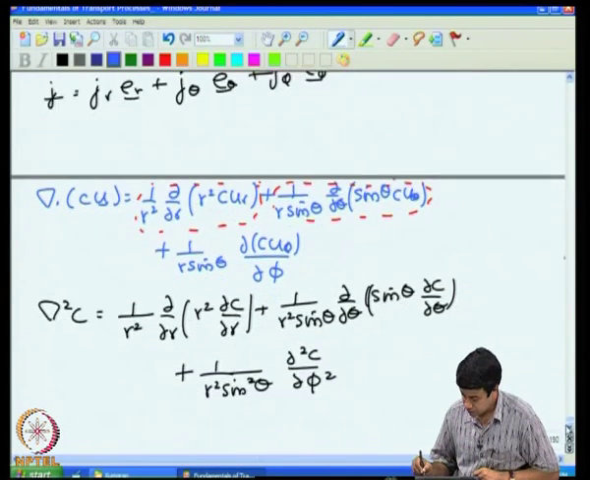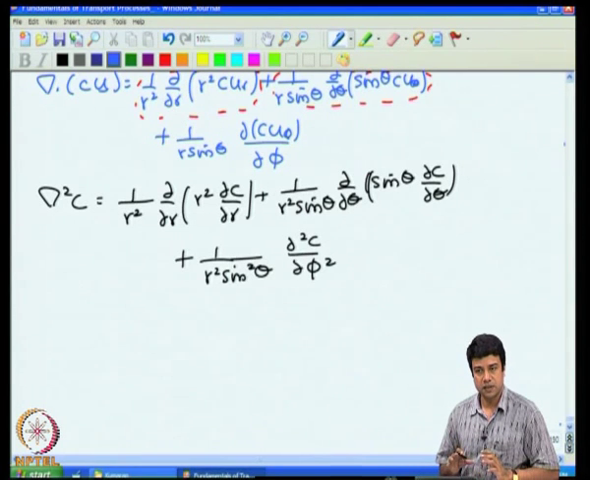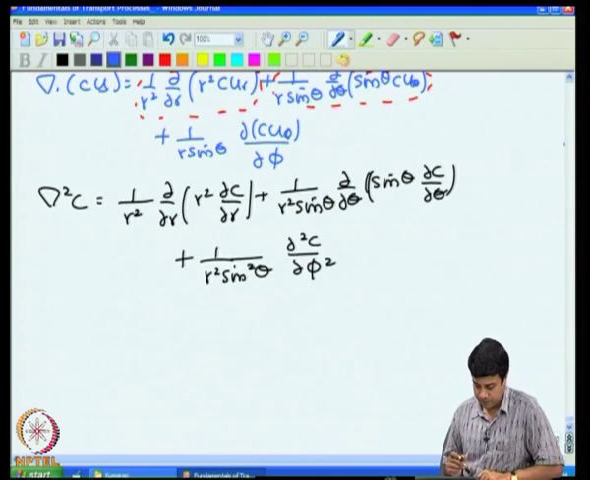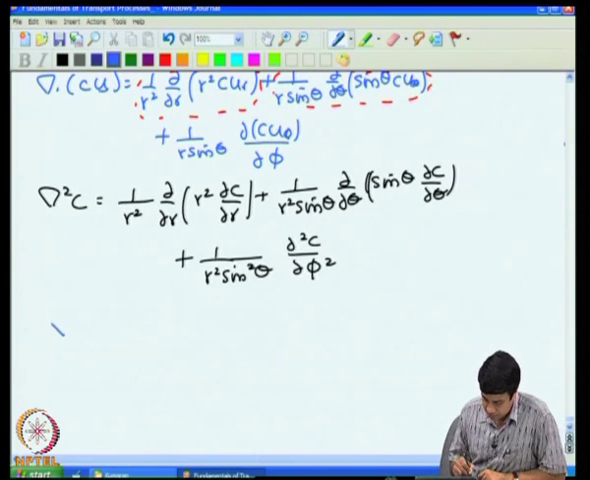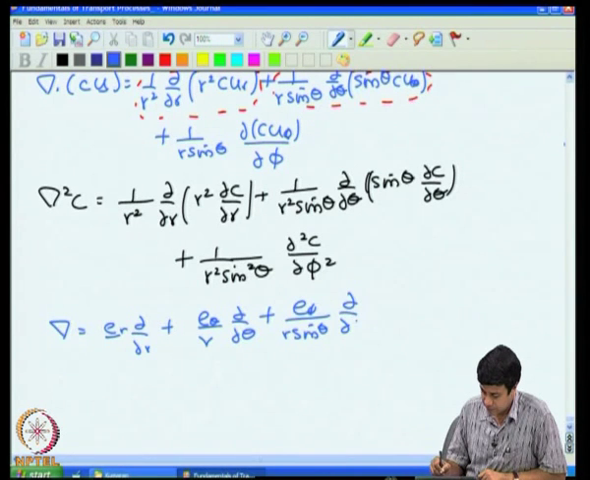I will briefly go through the reason here. I will not give you a detailed explanation, I will just give you briefly the reason why these assume more complicated forms. I defined the gradient as E r d by dr plus E theta by r d by d theta plus E phi by r sin theta d by d phi.